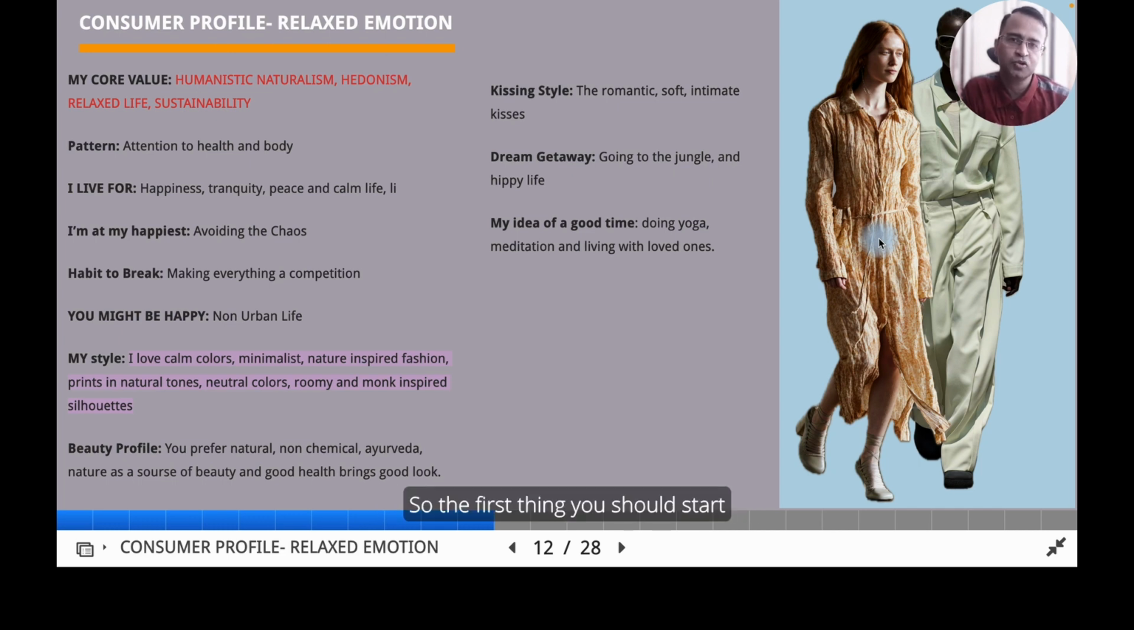So first, you should start working on your keyword generation, then start building your consumer profile, then move further to develop your inspiration, mood board, color, and so on.